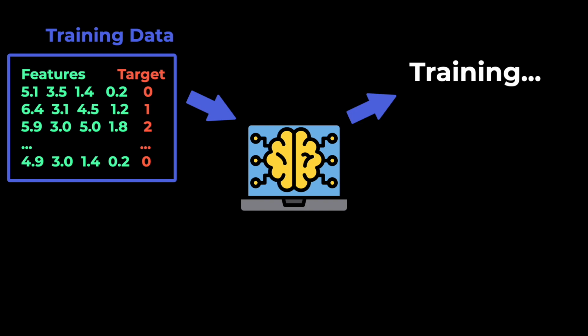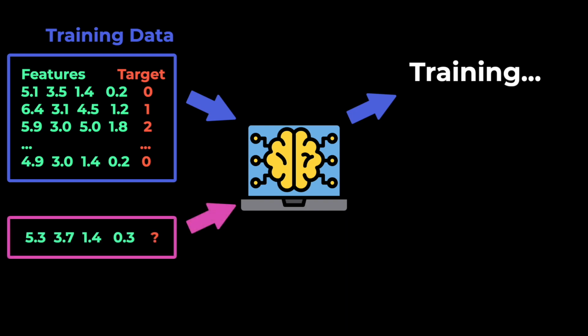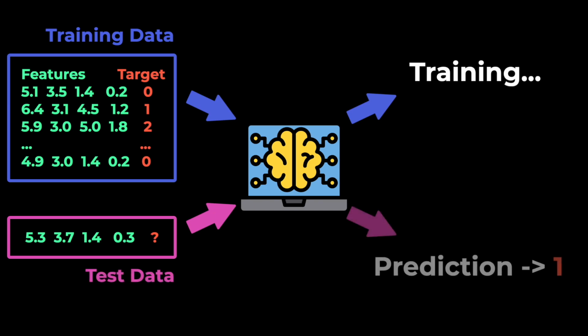After training, we want to show new data to the computer that it has never seen before and where we don't know the label. This is called our test data, and now the trained computer should be able to make a decision based on the information it has seen and determine the correct target value. And this is how supervised learning works.